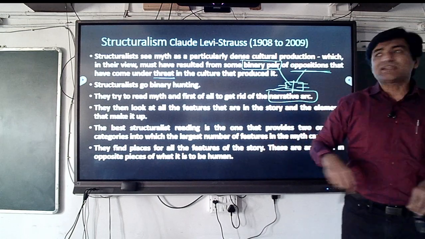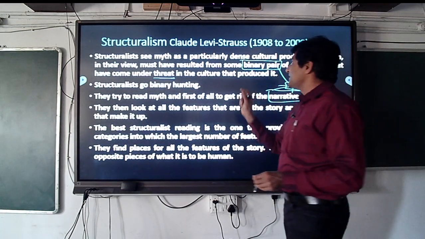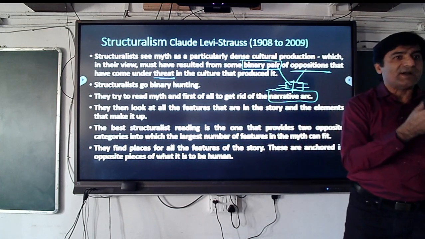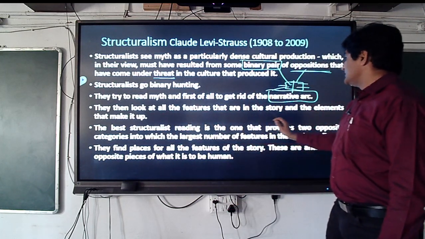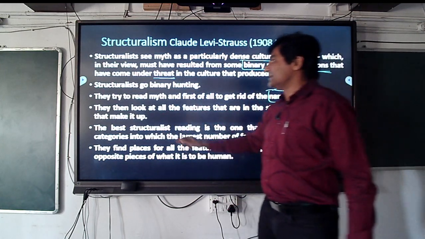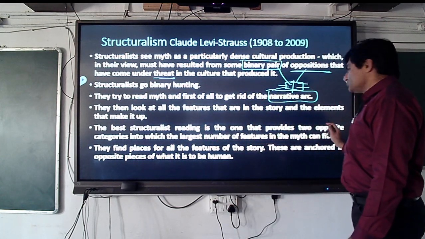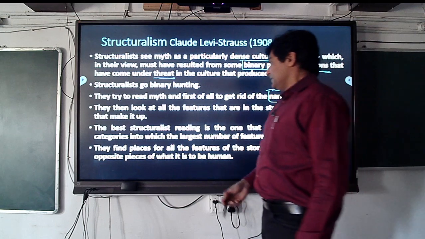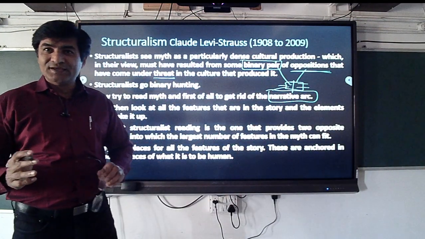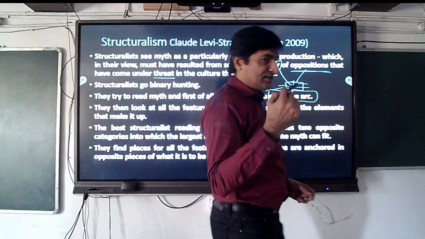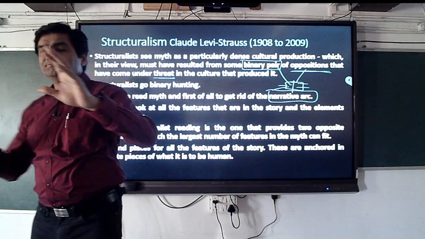Here, that arc is not important. They get rid of the narrative arc, but they try to find the points, pairs of binary oppositions. Then they look at the features that are in the story and the elements that make the story. The best structuralist reading is the one that provides two opposite categories into which the largest number of features in the myth can fit. So for a structuralist, this is a challenge.